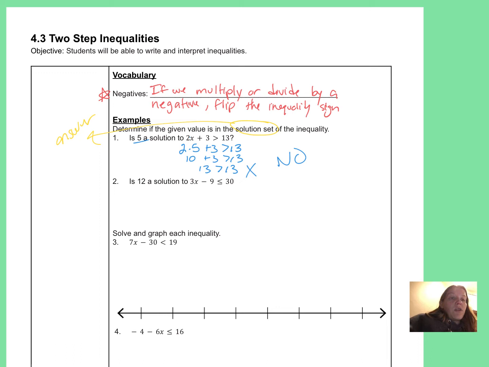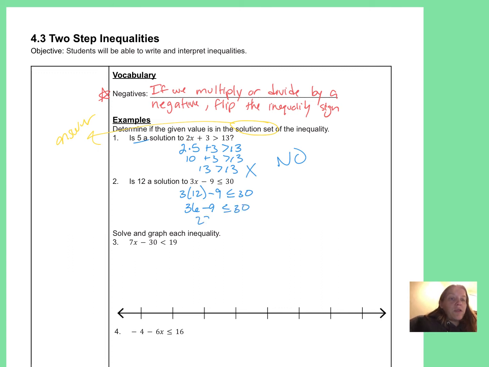We're going to check 12. So 3 times 12. I'm going to use parentheses this time just so we see them. So just like I had 2 times 5 up here, the parentheses just are another way of saying times. So this really just means 3 times 12 minus 9 is less than or equal to 30. 3 times 12, so that's 12, 24 is 36. Minus 9, is that less than or equal to 30?